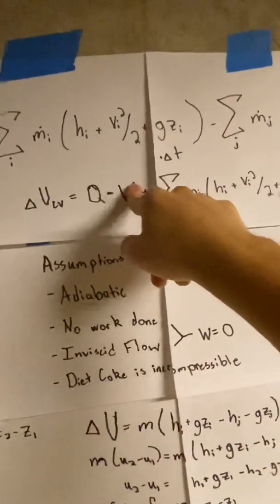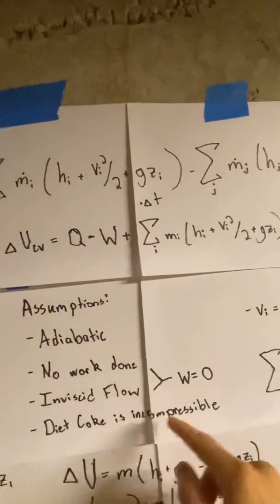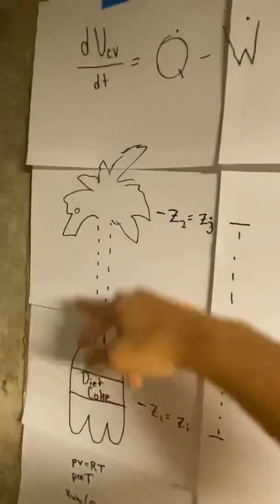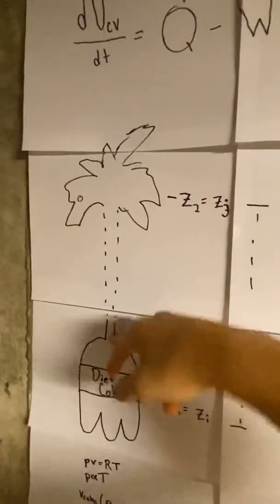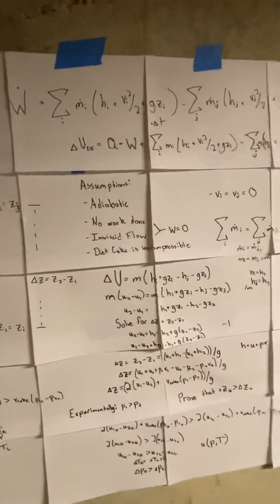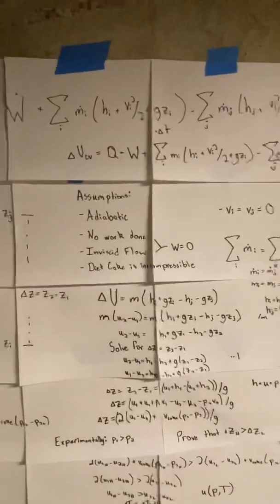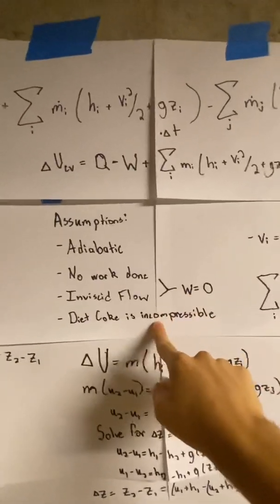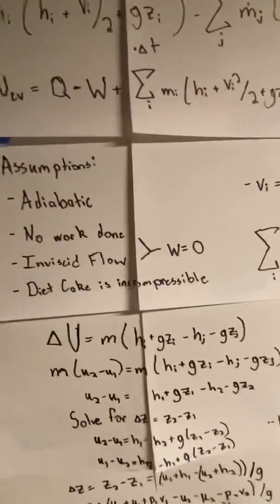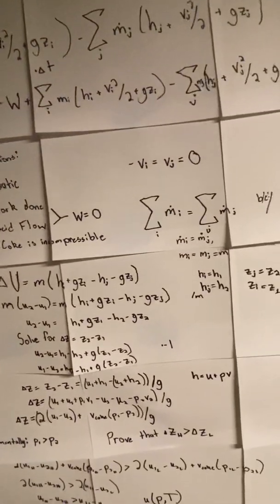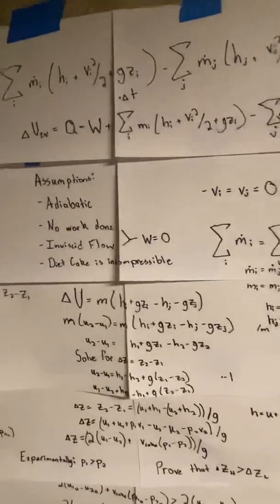No work done. W equals 0 because we're also assuming an inviscid flow, which means no friction from here to here. Ideally, there'd be air resistance in this formula, but that's a bit too advanced, and it's actually the same for both the high and low temperature, so I didn't figure I needed that in my equation. We also are going to assume that the Diet Coke is incompressible, which, since it's a liquid, it is, and we will get to using that a bit later on.